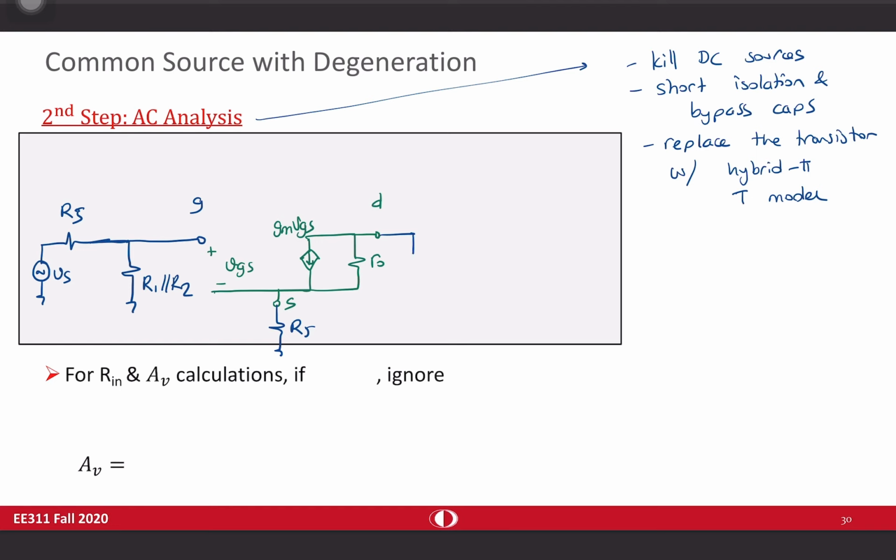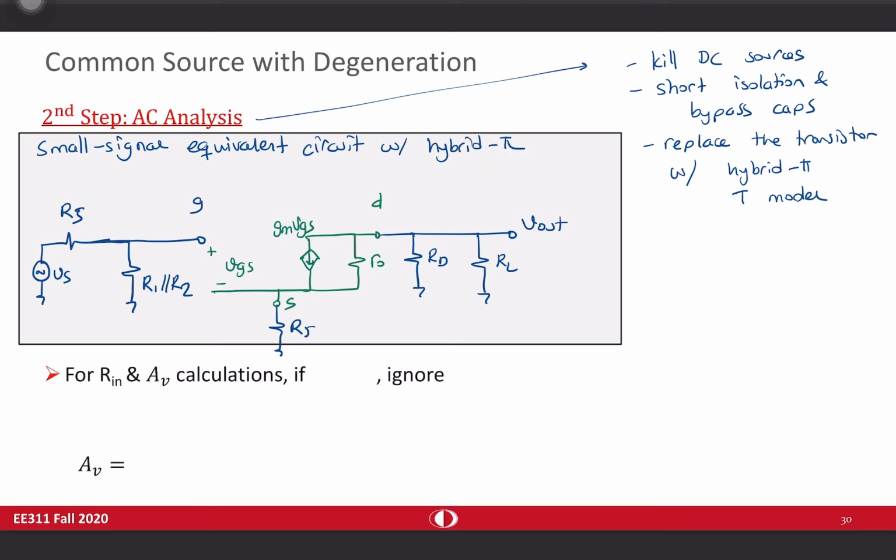Then C3 is shorted and we have RL, and this will be the output voltage. So this is my small signal equivalent circuit with hybrid pi model. If you use the T model, you will find the same result, but maybe I can show it as an exercise later on.